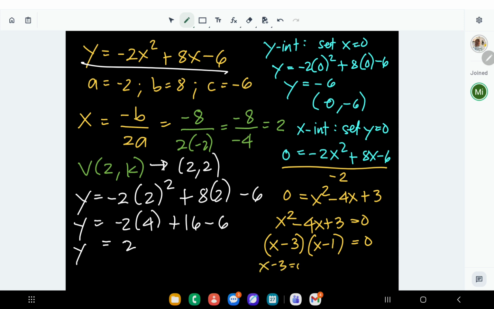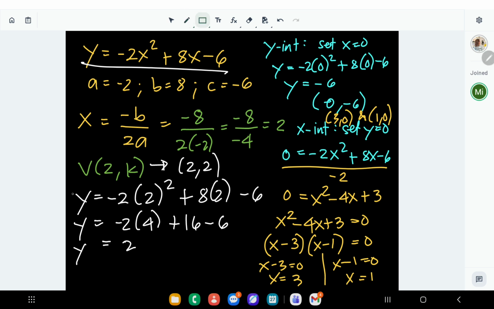Then we equate each factor to 0. So x is equal to 3, x equals 1. So the x-intercepts are (3, 0) and (1, 0). Okay? So this is how to do it when we're given a standard form of quadratic equation.